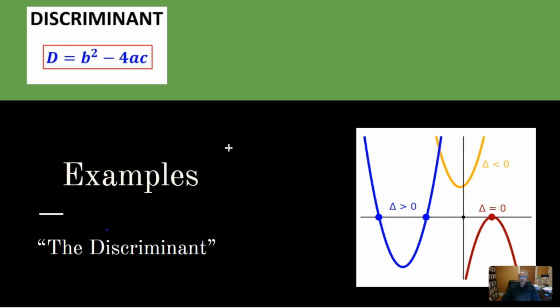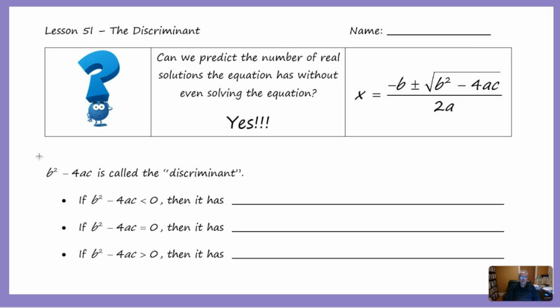Okay, here we go. This is the quadratic formula right here, and the part that's called the discriminant is the part that's inside the square root. The b squared minus 4ac part. Okay, and it turns out that the sign of that number indicates how many real solutions our equation will have.